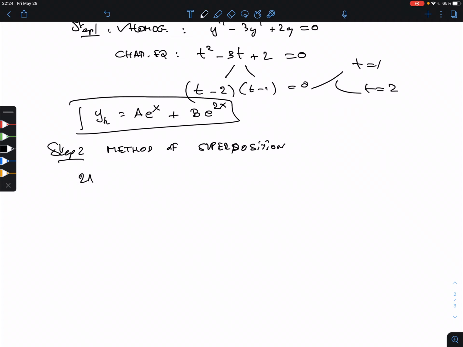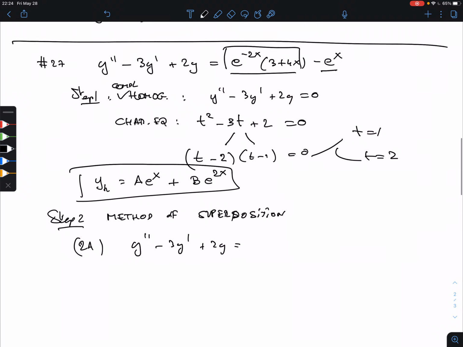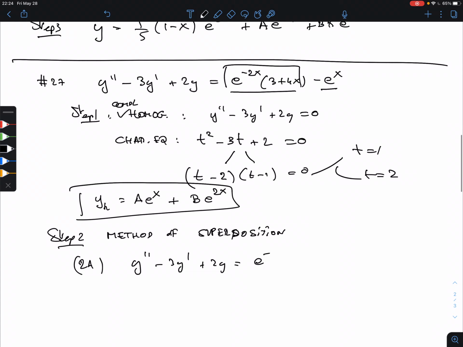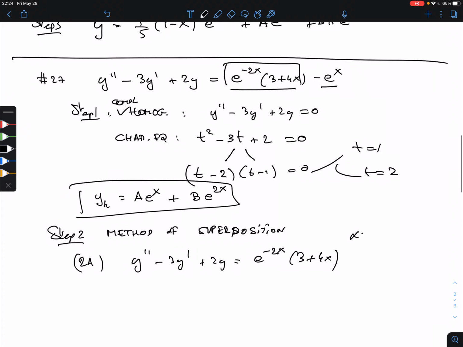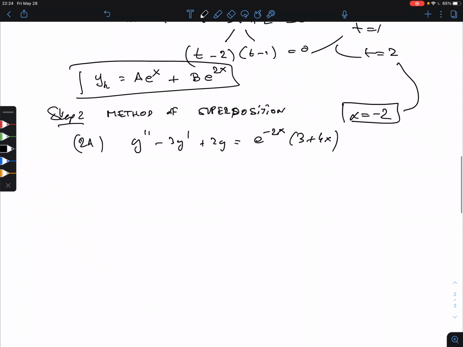So 2a, that is the equation, let me write down, y double prime minus 3y prime plus 2y equals the first of these two, e minus 2x, 3 plus 4x. And is there a problem? No. Let's see, this here alpha is negative 2, be careful. So there's no clash here, so we don't anticipate any problems, but let's just see what we get.